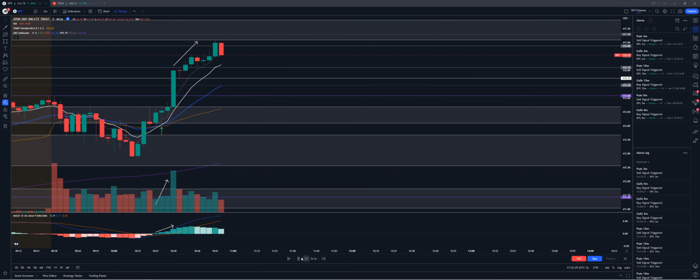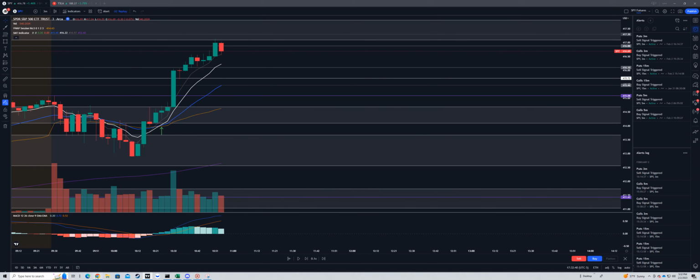We made our way up there, and we rejected perfectly off of this zone, followed by a slightly bearish candle, and that is where I took my profits at 75%. So let me show you that trade.